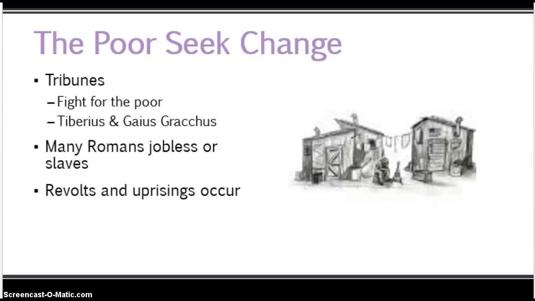Why did they want change? Because they didn't have any jobs. The majority of Romans were either unemployed or they were slaves. And without having the jobs, they don't have the money or the means to food, whether it was raising their own or purchasing. So they are going to end up rebelling and rising up against the government.